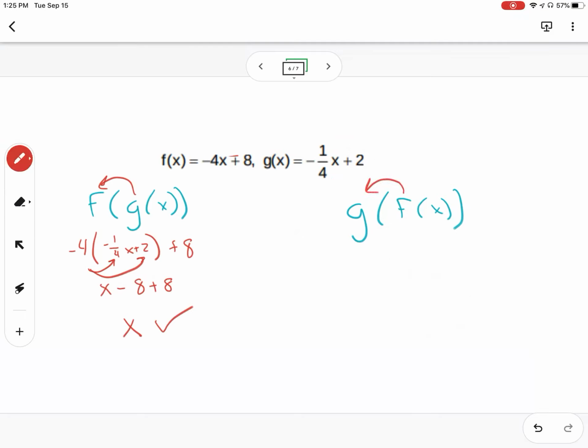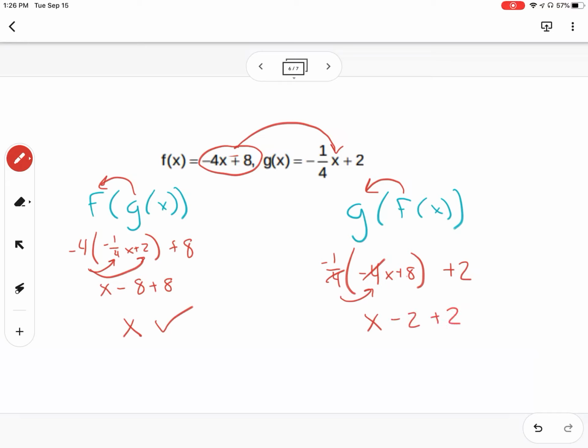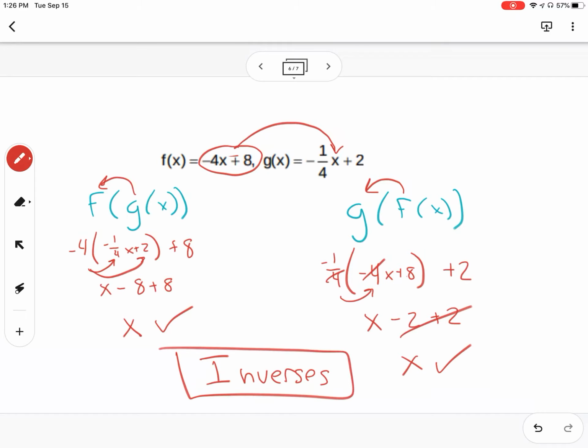Now we're going to put f into g. This time this one goes over here: negative 1/4 times (negative 4x plus 8) plus 2. Distribute. A negative 1/4 and a negative 4 cancel, so we get x. Negative 1/4 times 8 is negative 2, plus 2, so we have x. So these are inverses.